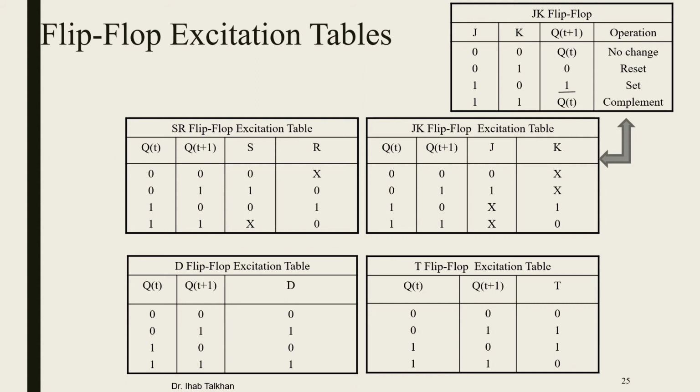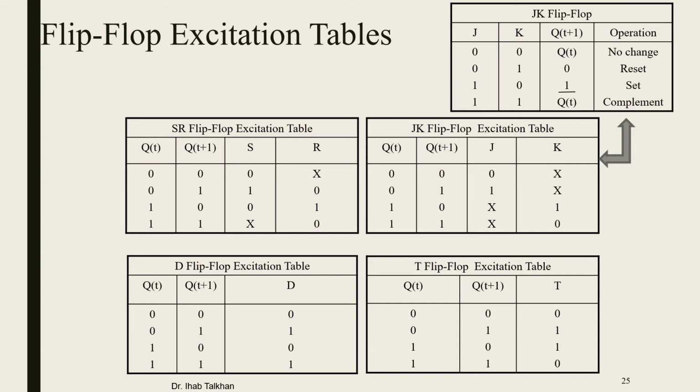We are going to use the same scenario to configure the SR flip-flop excitation table, the D flip-flop excitation table, and the T flip-flop excitation table, as shown in this slide. But the very interesting thing, if you watch the D flip-flop excitation table, is that D is always equal to the next state. So whenever you know Q of t and Q of t plus 1, D is always Q of t plus 1, as shown in this table. Also for the T flip-flop, you can find that T is equal to Q of t XOR Q of t plus 1. So this is a very interesting observation.